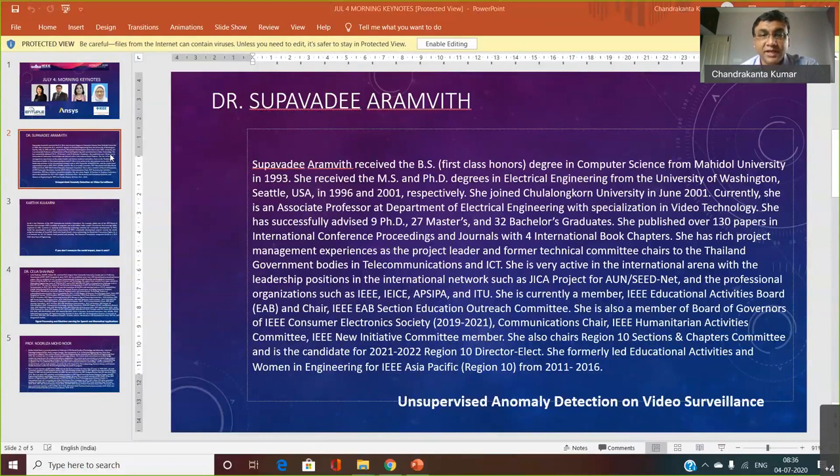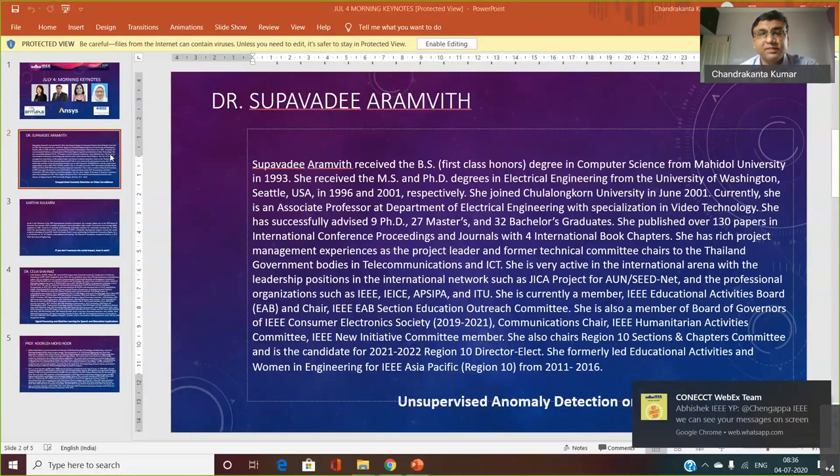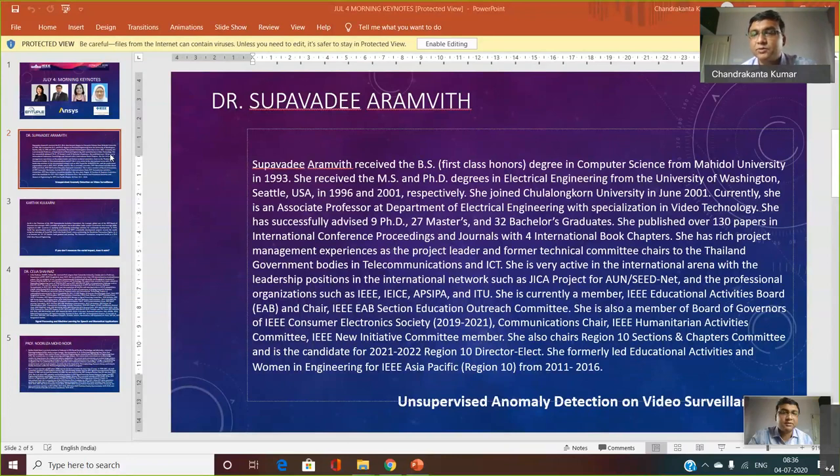She has successfully advised 9 PhDs, 27 masters, and 32 bachelor's graduates. She published many papers in international conference proceedings and journals, and 4 international book chapters. She has rich project management experience as the project leader, and former technical committee chair for Thailand government bodies in telecommunication and ICT. She is very active in the international arena in leadership positions in international networks such as the ICA project for AUN SWD net and professional organizations such as IEEE, IEICE, APSIPA and ITU.